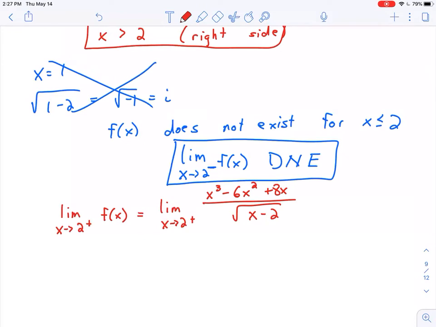So if you remember back to the last video, we said, hey, if you end up with an indeterminate form, if you end up with 0 over 0, you might want to go back, you might want to try factoring, you might want to try the conjugate, things like that. There's a few different ways that you could go about this.